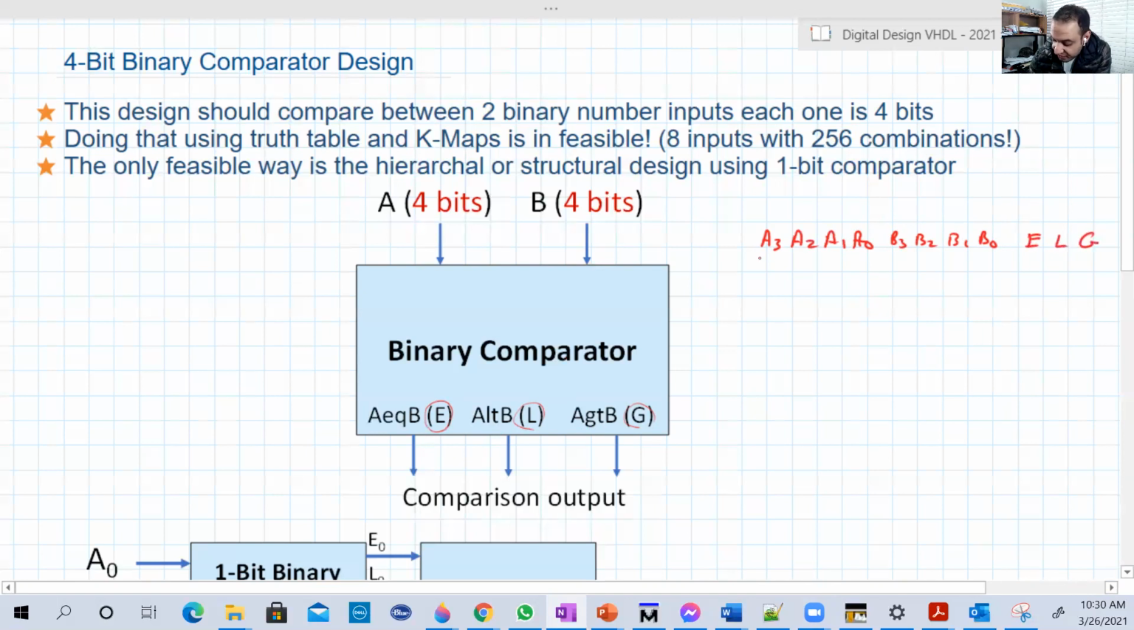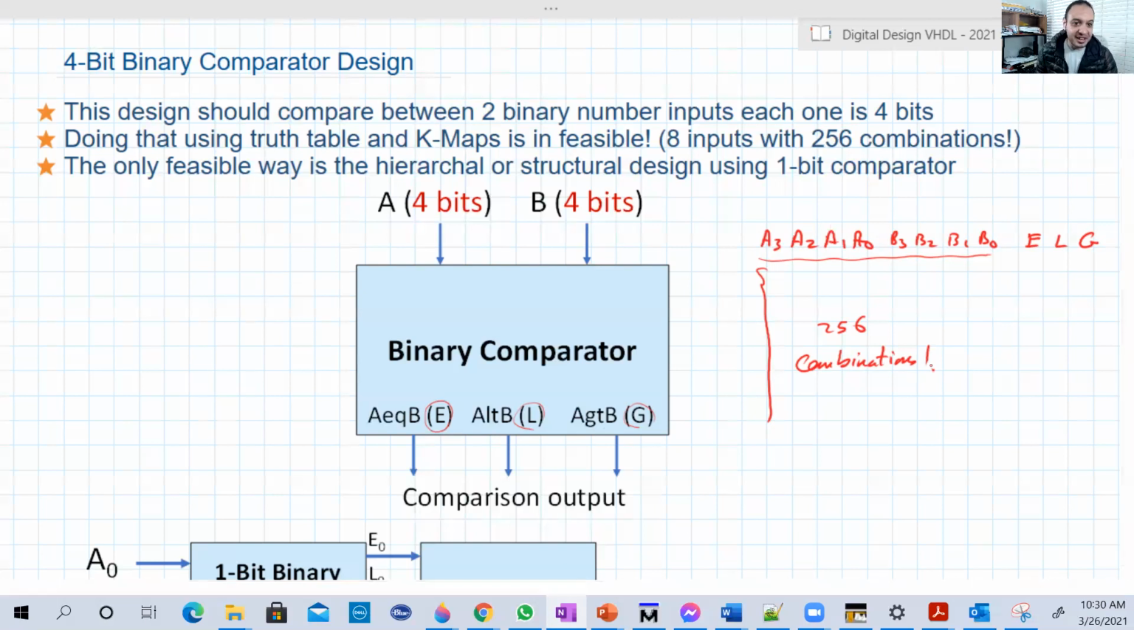But then you will have 8 inputs. That means you will have 256 combinations, which is cumbersome. You cannot do that, and you will have many errors. It's hard to design, hard to trace, hard to debug. Everything is bad here. So is there another way to do that?